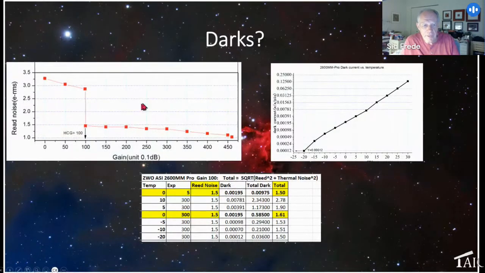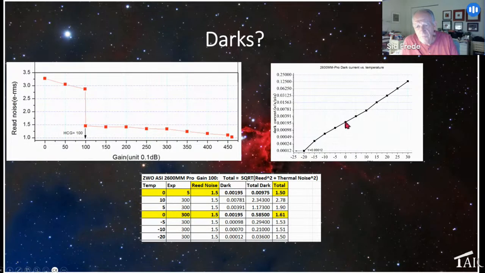I'm going to quickly look at a couple of curves and I will get rid of these, but this is the curve of read noise for the camera that I'm using right now, the ASI 2600. So you can see here at a gain of about 100, the read noise jumps to a very low value of 1.5. This is the dark current versus temperature of that sensor.